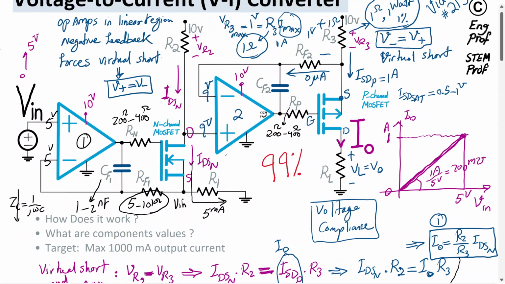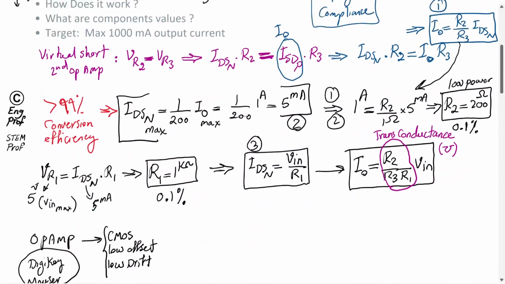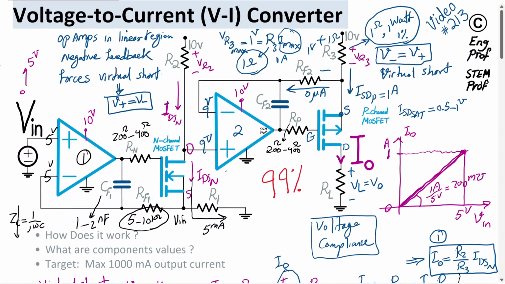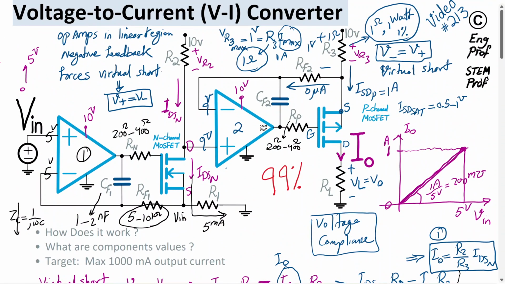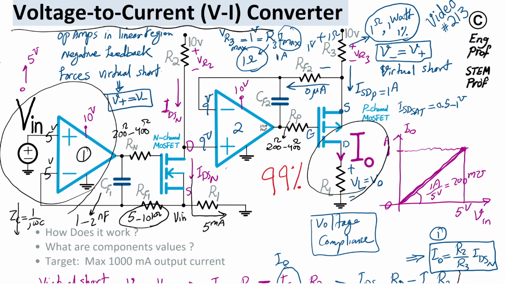All right. So I'm hoping that this quick review of what is needed to be done in this circuit is helpful to see how a practical voltage controlled current source, or basically a voltage to current converter, can be designed and analyzed.